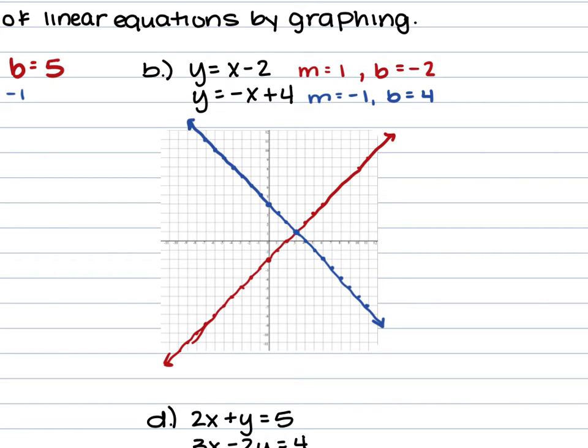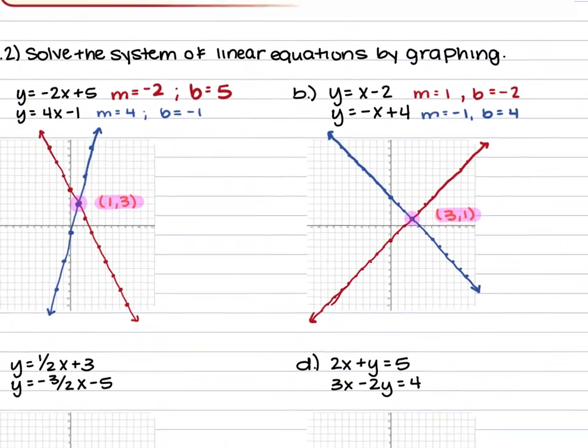Now that both of your lines are drawn on this coordinate plane, see where they intersect. The point at which they intersect is this one here. So that is the ordered pair (3, 1). So your solution to this system of equations is (3, 1).